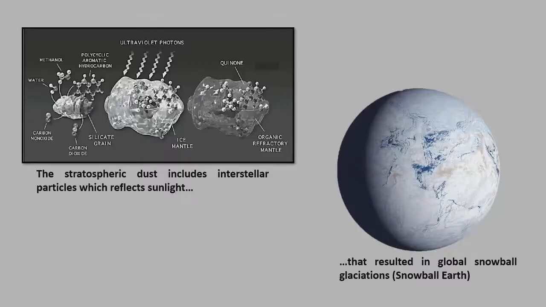And the last factor that affects the weather and climate in our planet is the presence of stratospheric dust, which includes interstellar particles which reflect sunlight. This is said to be the cause of the global snowball glaciations, also known as the snowball Earth.